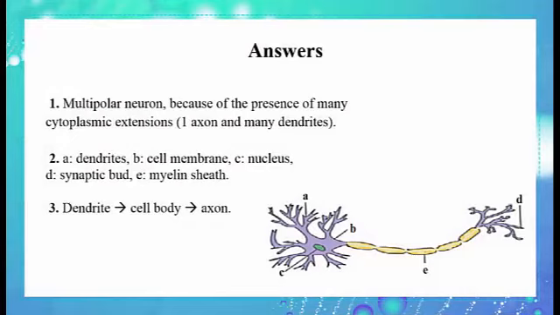The type of this neuron: we have to count how many cytoplasmic prolongations we have. We have many dendrites, 1, 2, 3, 4, 5. We have many dendrites and one axon as usual. So it's a multipolar neuron. To label it, A is dendrite, B is the cell membrane, C is the nucleus, D is the synaptic bud, and E is the myelin sheath. The direction of the nervous message is from the dendrite to the cell body to the axon.